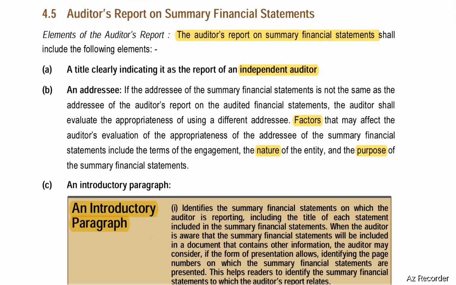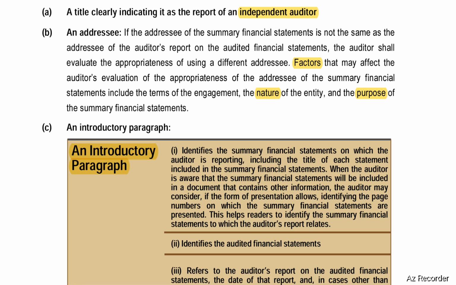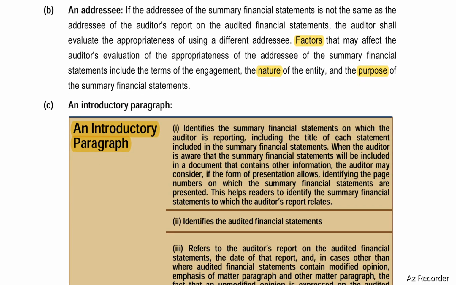Elements of auditor's report. The auditor's report on summary financial statements shall include the following elements: a title clearly indicating it as a report of an independent auditor, and an addressee. If the addressee of the summary financial statements is not the same as the addressee of the auditor's report on the audited financial statements, the auditor shall evaluate the appropriateness of using a different addressee.